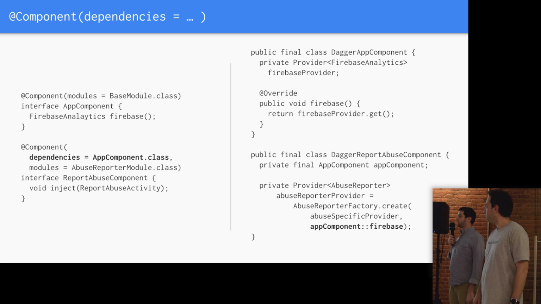So the way that this works is Dagger report abuse component will scan the methods in an app component and create providers from all of those methods, sort of wrapping those methods in an object. And we'll contrast that in a second. You'll be able to see some differences. But anything in, let's say, base module here, you're not going to get necessarily in report abuse component because it only exports Firebase analytics.